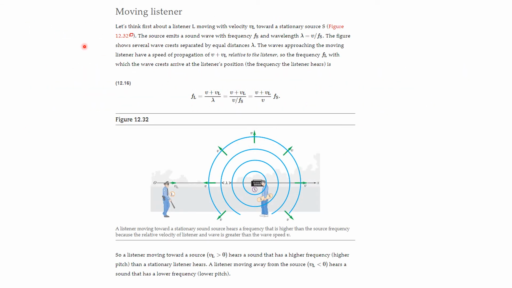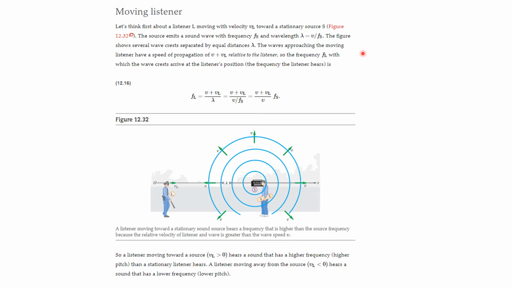So let's start with the situation of a moving listener. Here's the policeman who is listening, and here is somebody standing stationary playing a boombox, so this is sending out sound. This is a moving listener. The source emits a sound wave with frequency f sub s, the frequency of the source, and a wavelength which, from our wavelength equation, is lambda equals the velocity of sound divided by the frequency of the sound. This is one of our fundamental equations: lambda equals v over f.